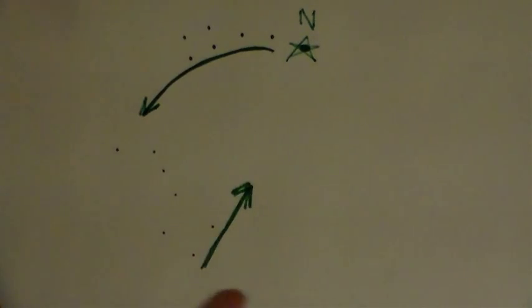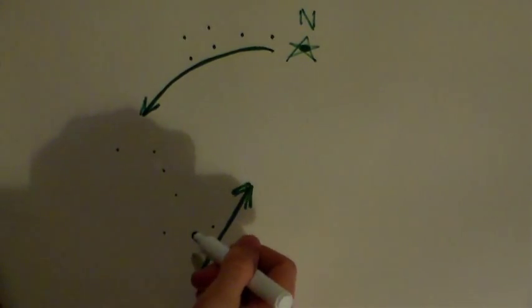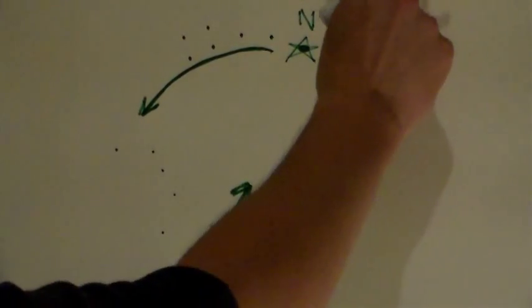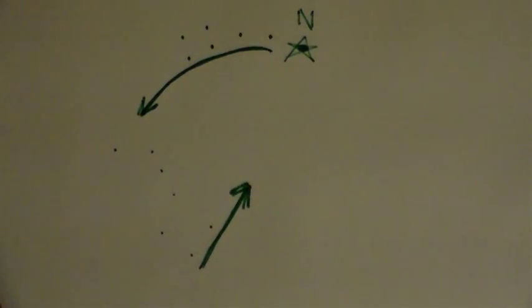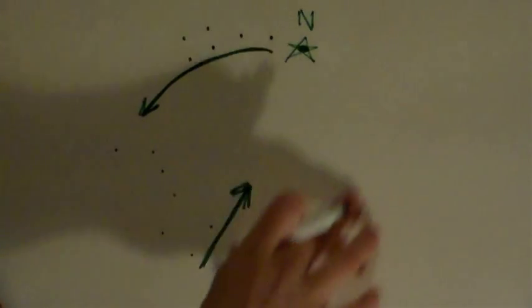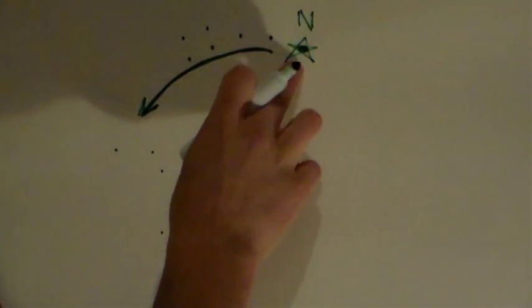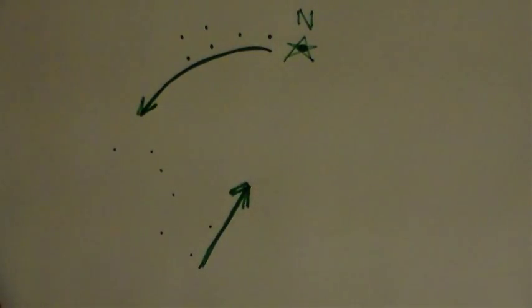So that gives us three. We have the Big Dipper, we have Cassiopeia on the opposite side, and the Little Dipper. Gives us three constellations that work together so we can find the North Star, Polaris.